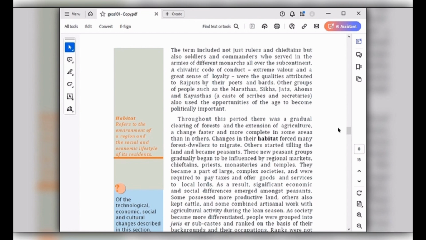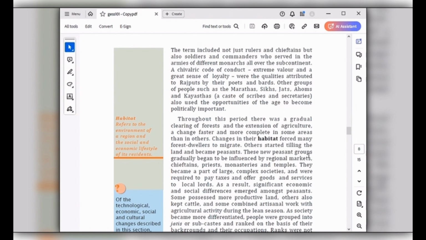Throughout this period, there was a gradual clearing of forests and the extension of agriculture, a change faster and more complete in some areas than in others. Changes in the habitat. Now, what is habitat? Please note down the definition of habitat, children. Habitat refers to the environment of a region and the social and economic lifestyle of its residents.